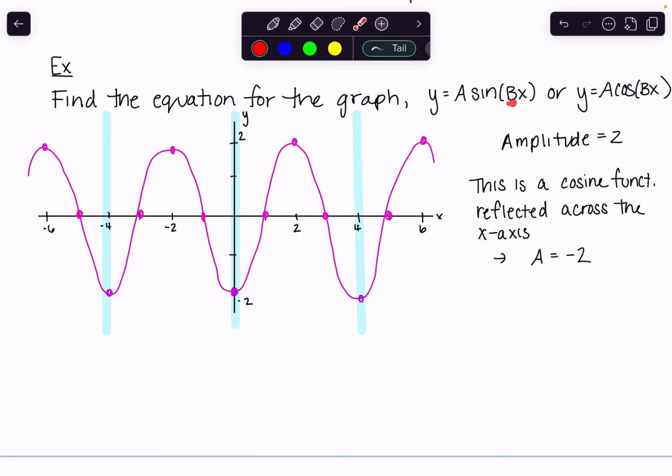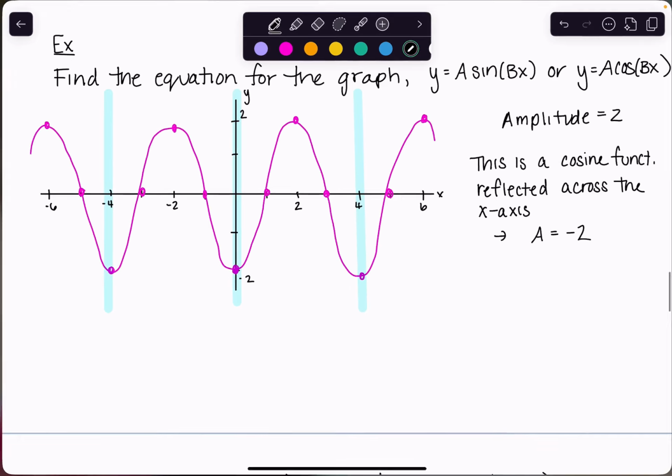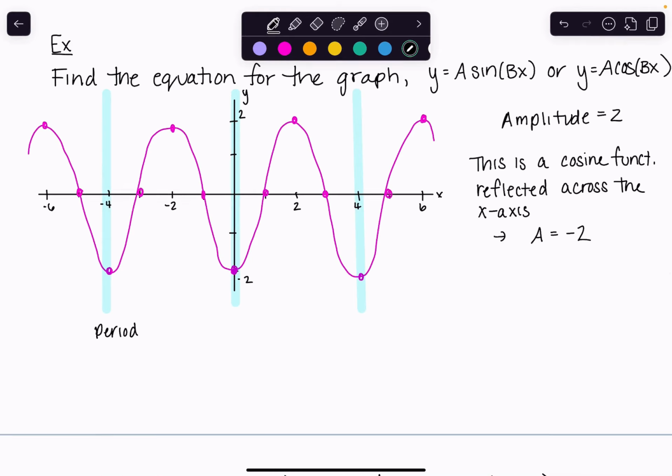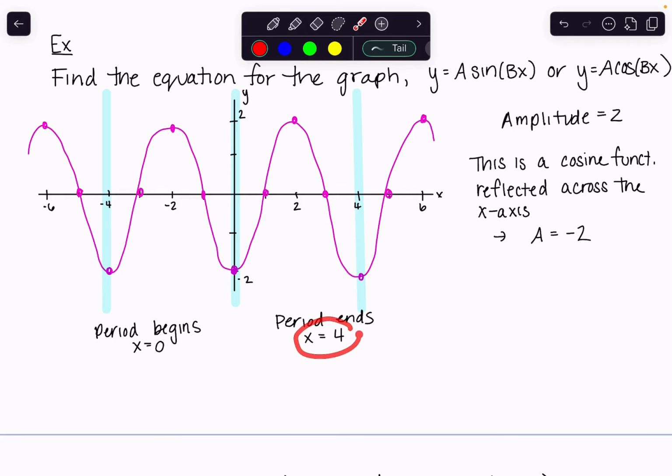I need to figure out what my value of B is then, and that's where I'm going to go ahead and use the period. My period begins when my inside is 0, and it ends when my inside is going to be 2 pi. So based on the graph though, this period begins when x is equal to 0, and the period ends when I plug in 4, okay? So we're going to utilize this to figure out B, okay?